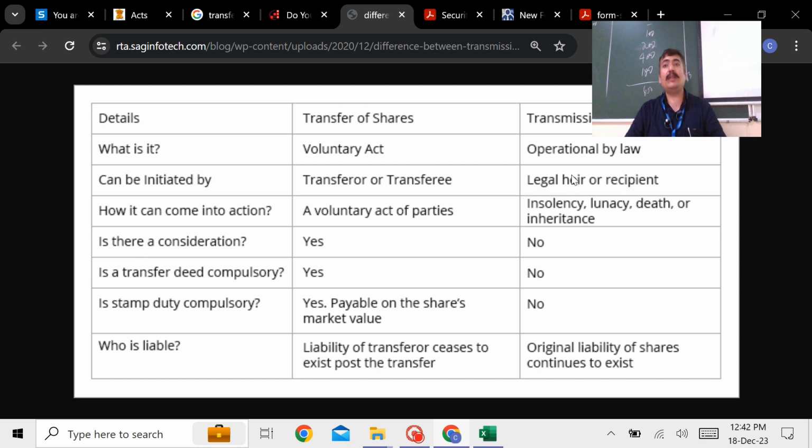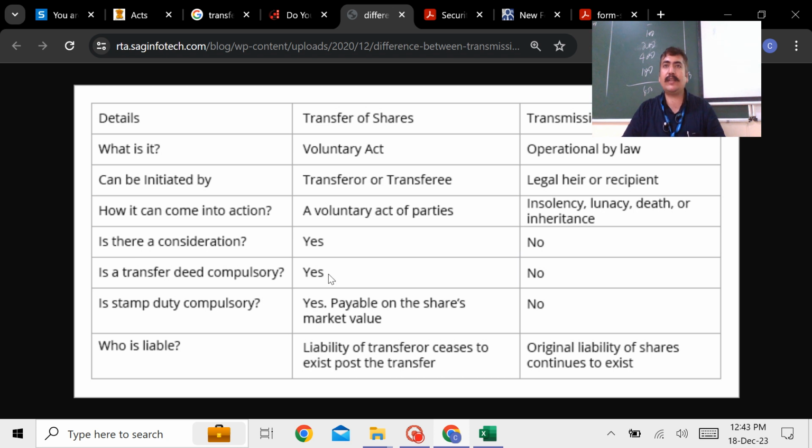Got it? But in insolvency, all his rights to hold get suspended. In place of that, the official receiver will come into the picture. How can it come into action? Transfer is a voluntary act of the parties, and transmission happens during insolvency, lunacy, death, or inheritance. If the person becomes of unsound mind, it may come into the picture. Is there a consideration? Yes. Generally, in most cases, transfer takes place on payment of some consideration, except a gift. A gift is a transfer which takes place without consideration. But in transmission, no consideration. Why? It is automatic.